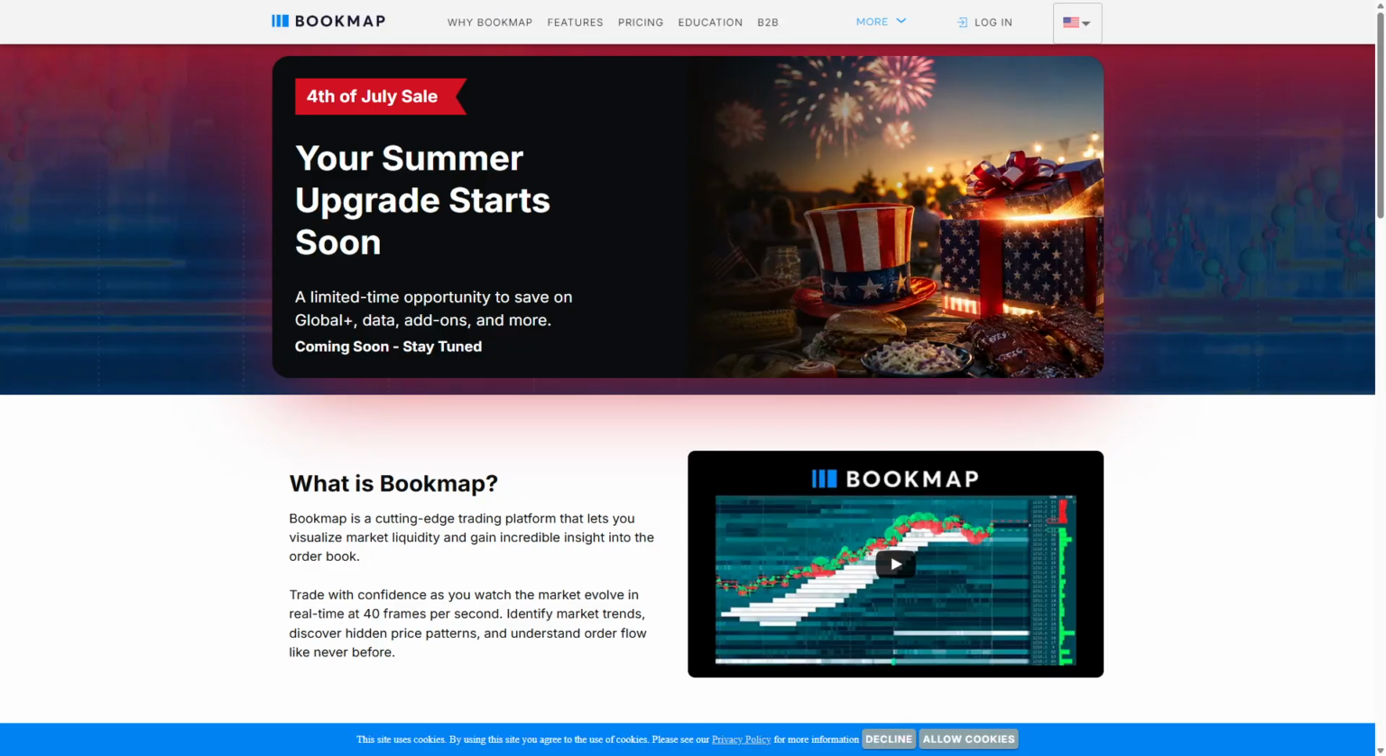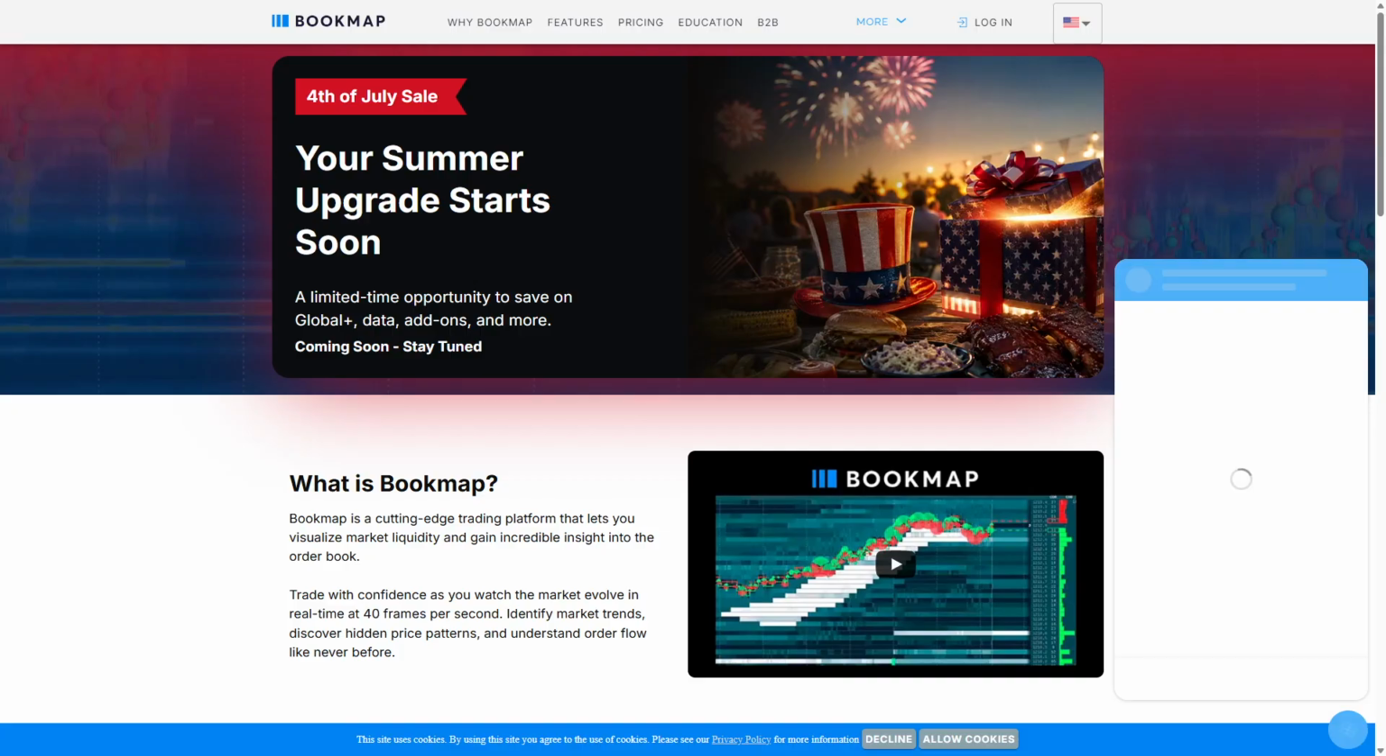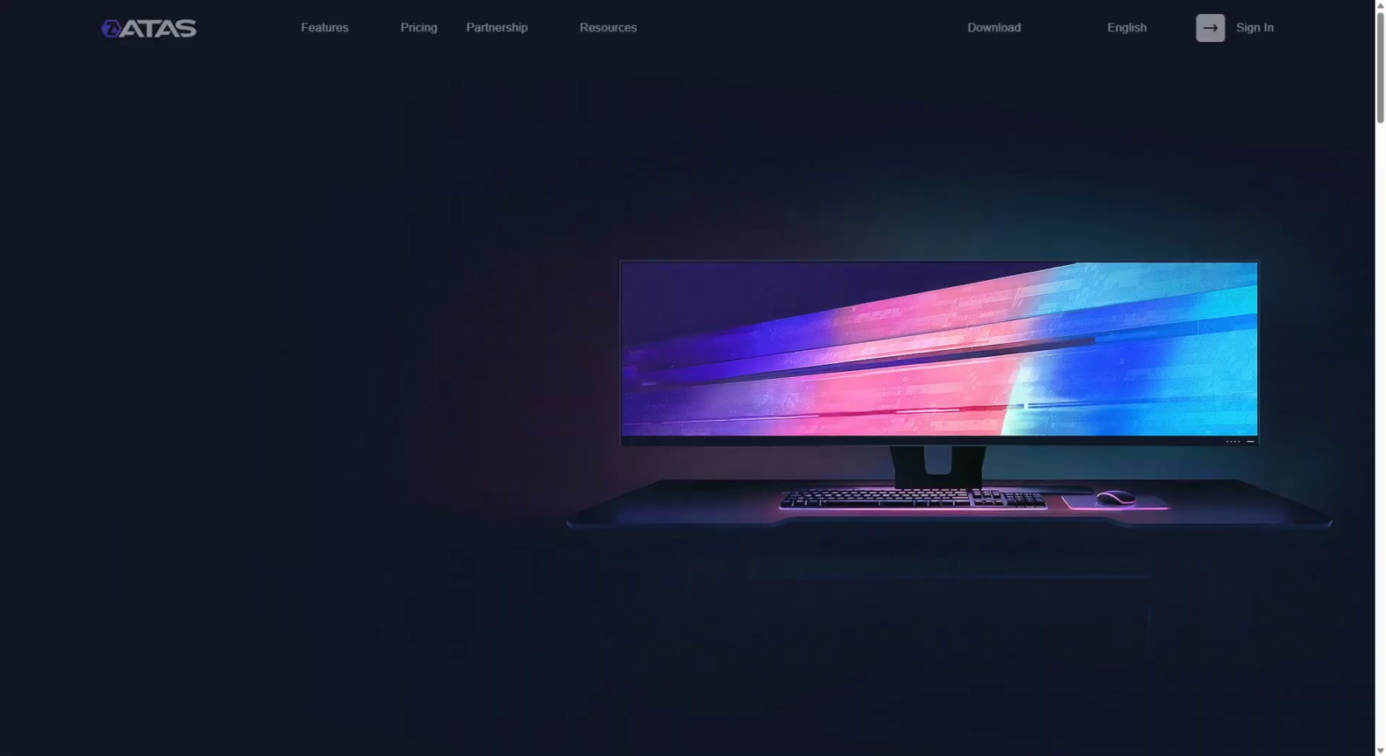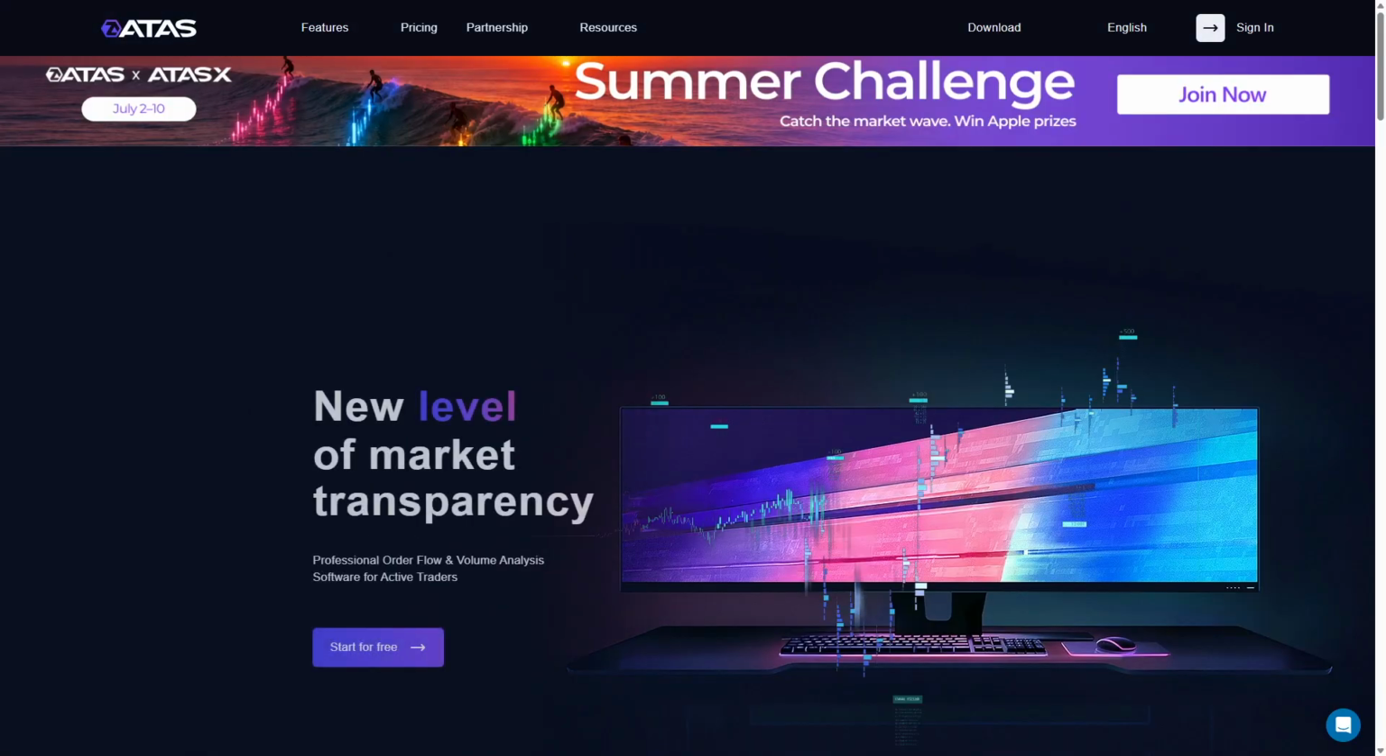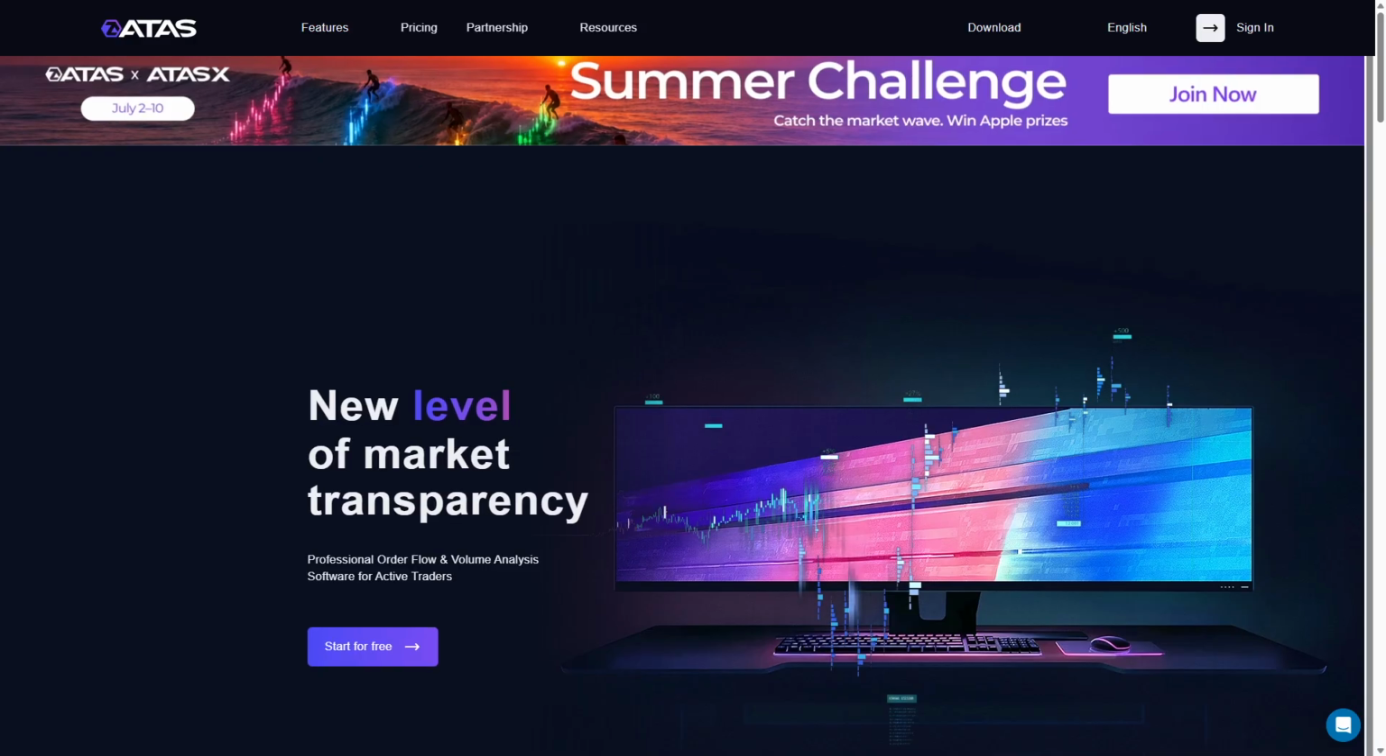Bookmap is recommended for traders seeking a visually intuitive platform to monitor liquidity and order book shifts quickly for active, fast-paced trading environments. ATAS is ideal for traders who need detailed footprint and volume analytics to analyze market microstructure deeply. It offers powerful tools for volume-based strategies and professional-level order flow analysis. Choose ATAS if you want granular control and advanced volume insights to refine your trades.